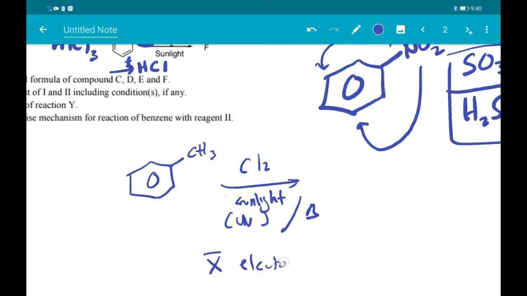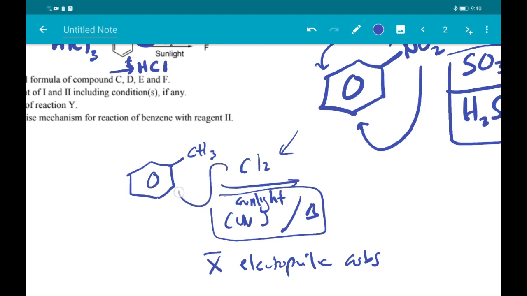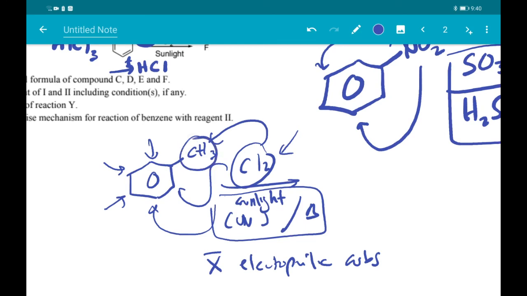an electrophilic substitution reaction. If you remember, during chapter 2 we already discussed this reaction where we use the halogenation reaction catalyzed with sunlight or heat. Instead of replacing the hydrogen at the benzene ring, this reaction will replace the hydrogen from the side chain.